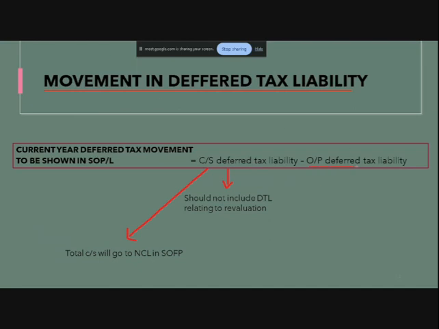We'll check what the opening deferred tax liability is, and then towards the end of the year there will be some kind of movement, right? To find that, we will deduct the opening deferred tax liability from the closing deferred tax liability. All of these things will be given in the question.